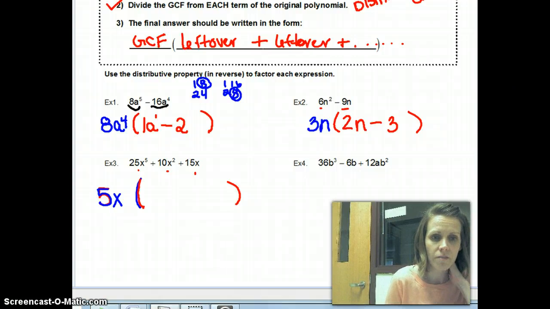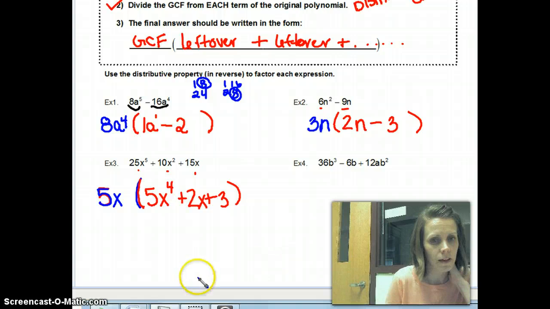So I'm going to divide 5 by everything. So 25 divided by 5 would be 5. I took 1 x out of x to the 5th. So what's left over would be x to the 4th. Now I'm going to divide 10 by 5. I'm going to plus 2. 10 divided by 5 is 2. And I took an x out of x squared. So it's going to be x plus my third term. 15 divided by 5 would give me 3, and I'm going to take an x out of x, so I'm going to be left with nothing.